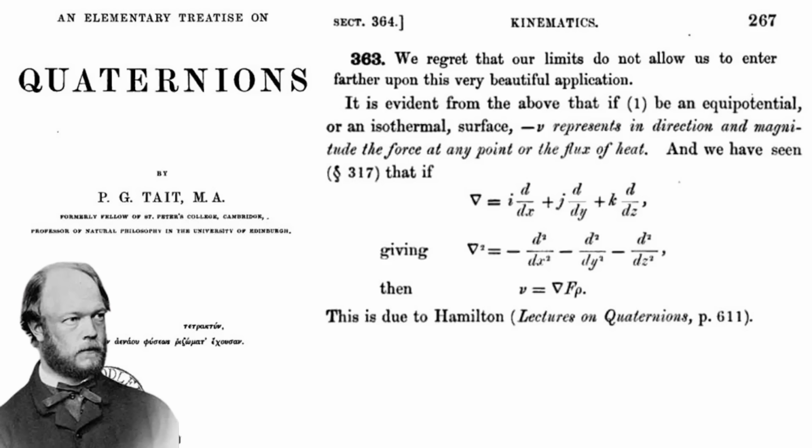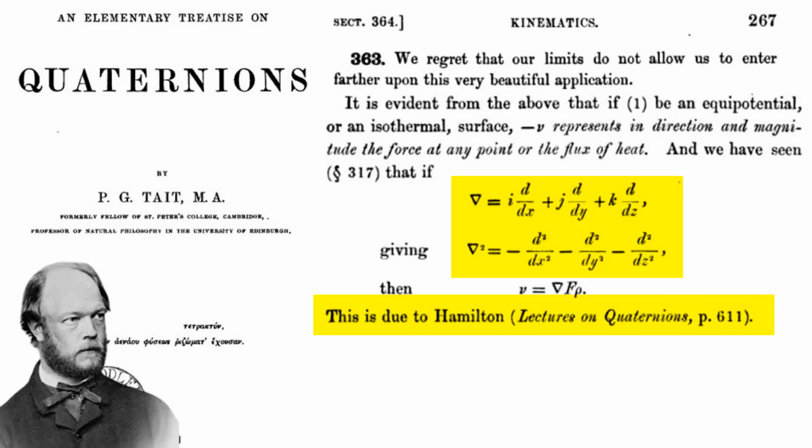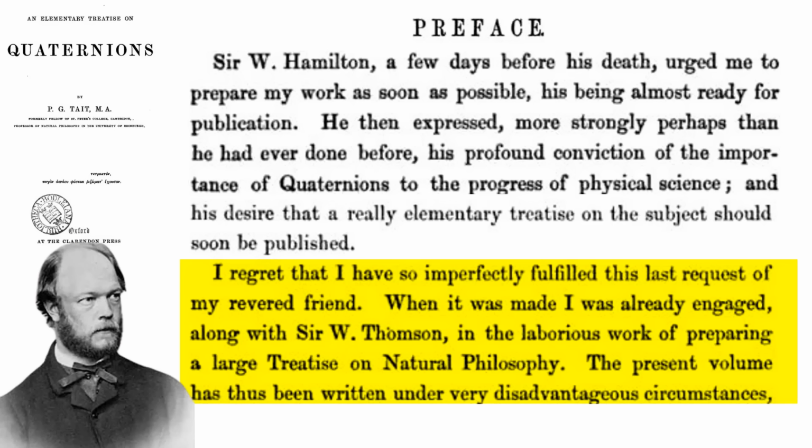The same year as the T and T prime book, 1867, Tait finished his first book on quaternions. In this book, Tait expanded the uses of quaternions and of Hamilton's triangle operator del, which he, for some reason, rotated back to be in its current orientation. However, Tait felt that due to his work with Thomson on the T and T prime book, his quaternion book was incomplete, writing, "I regret I have so imperfectly fulfilled this last request of my reverend friend."